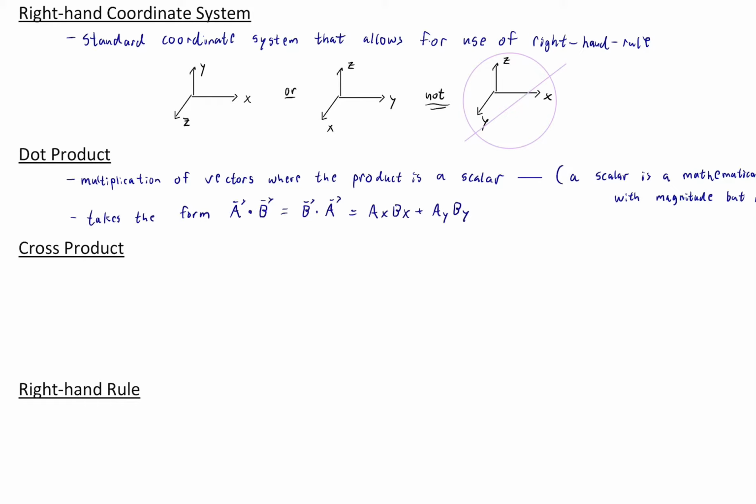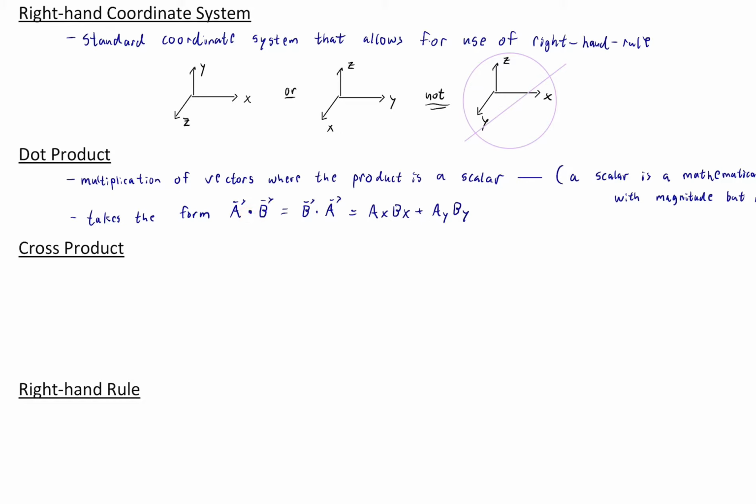So for example, the dot product takes the form of A dot B. The operator actually looks like multiplication of numbers. It's just a dot, okay? It is associative, so A dot B, that's how we usually phrase it.